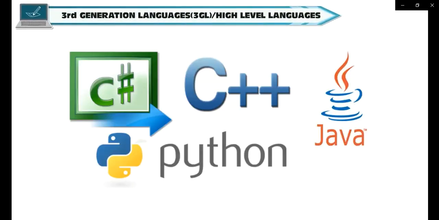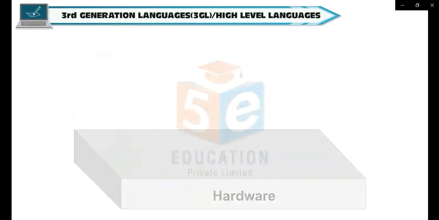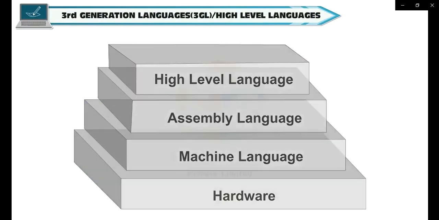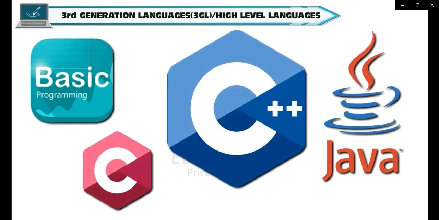Third generation languages or high level languages. Third generation languages refers to high level language that are a step above assembly language. Some of the popular programming languages used today are from third generation languages. As you can see on your screen, C, C++, Java, Basic. These are the different third generation languages, right?